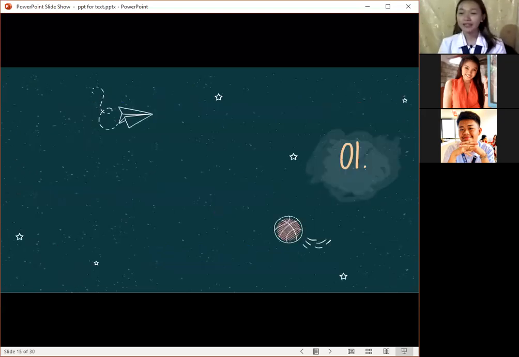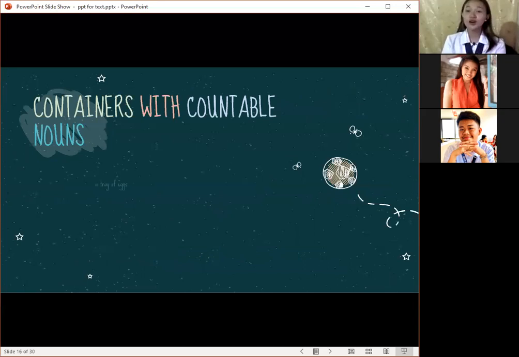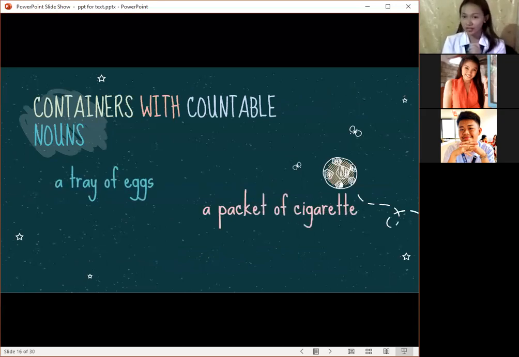Very good. But did you know that containers and quantities are not limited only to uncountable nouns? They can also be used with countable nouns. How is that? So here are the examples of containers with countable nouns. A tray of eggs. Eggs are definitely countable, right? A packet of cigarettes. Cigarette is also countable. And a pile of books. Books are definitely countable, right? Yes, ma'am. Okay, so let's move on to our next activity.